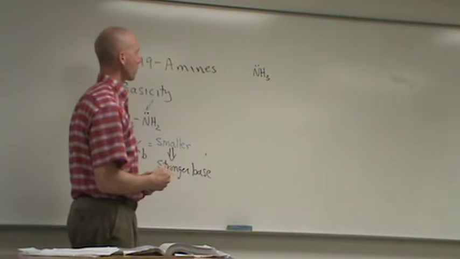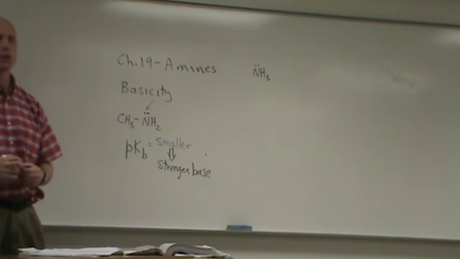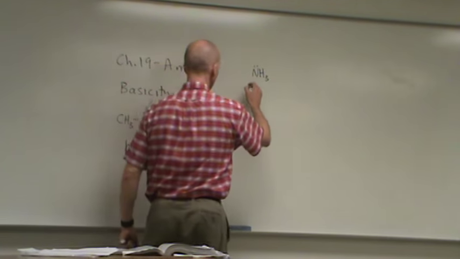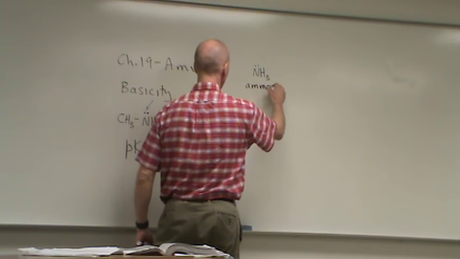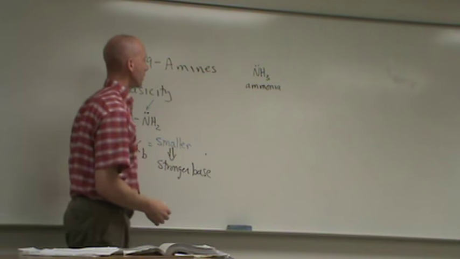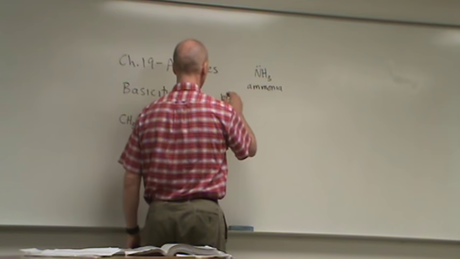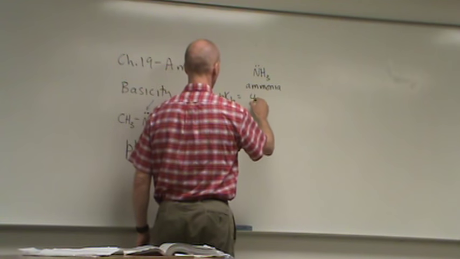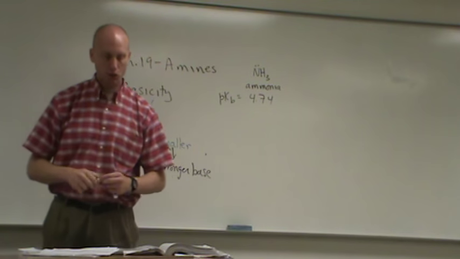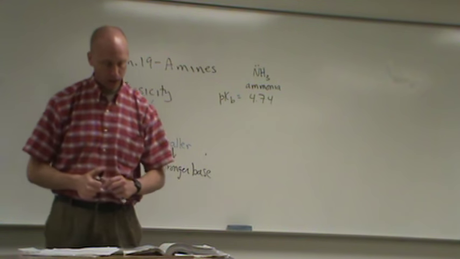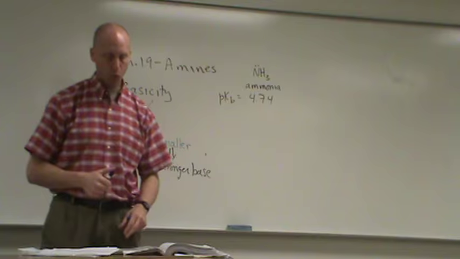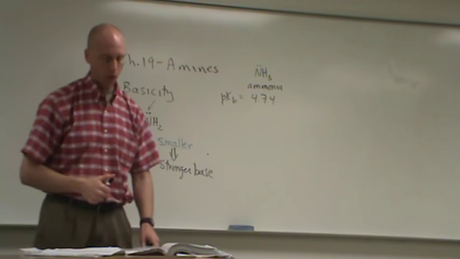What we'll do is we'll start with this molecule, NH3. Remember the name of that? Ammonia. Ammonia is where the amines are derived from. Well, ammonia has a pKb of 4.74. So we will let that be our reference value of 4.74.